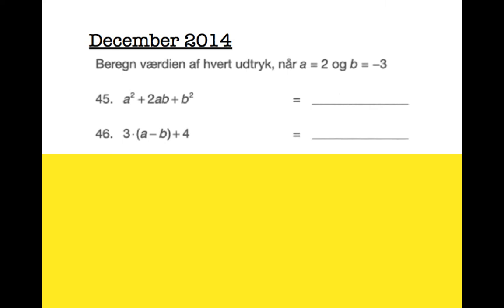Up to December 2014 now, and another one with putting numbers in for letters. It says calculate the value of each expression when a equals 2 and b is minus 3. First one, a squared plus 2ab plus b squared. So that's 2 squared plus 2 times 2 times minus 3 plus minus 3 squared.